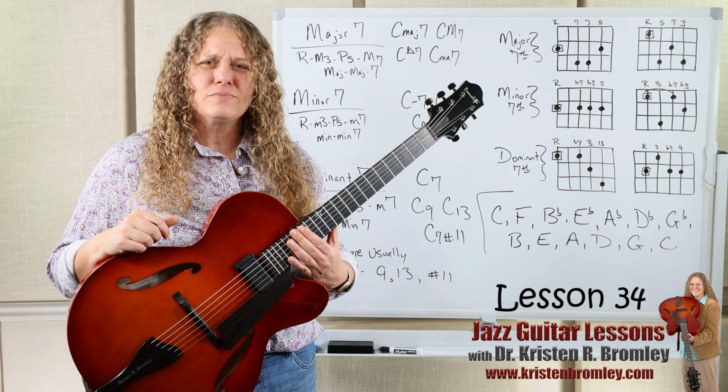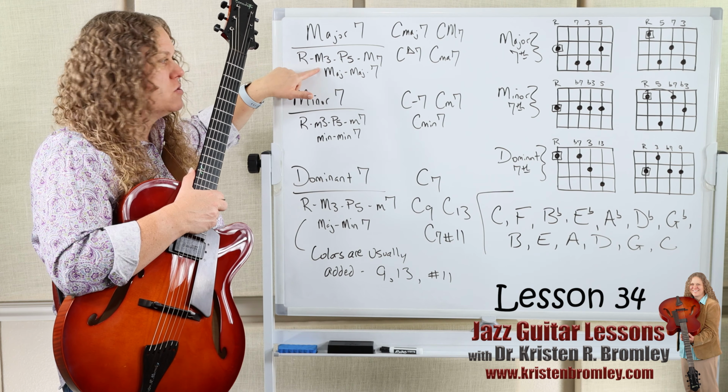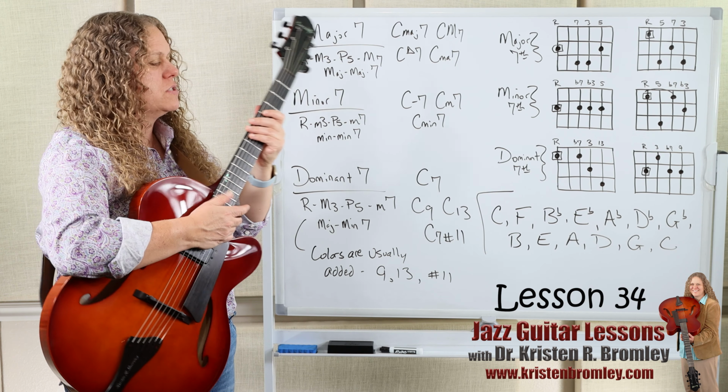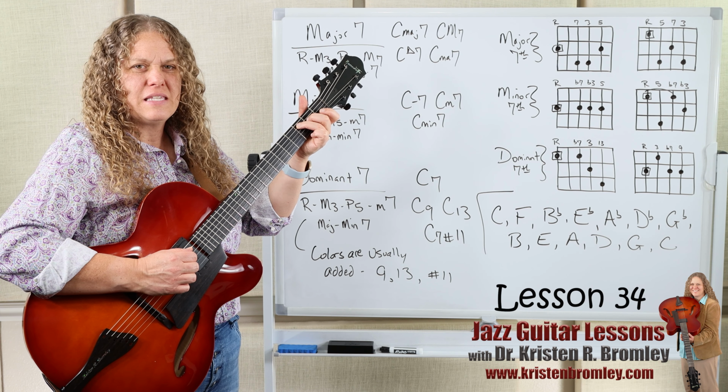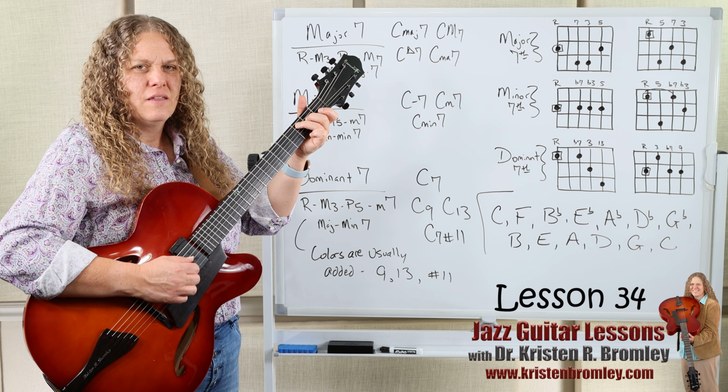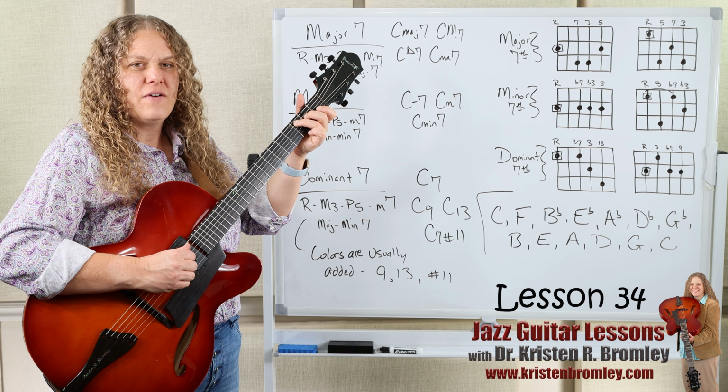So let's go ahead and start with a little bit of theory here. When we have major seventh chords, these are really known in theory terms as major seventh chords. These have the root, the major third, the perfect fifth, and the major seventh. So if I played that in first position on C, we would have a major seventh chord.